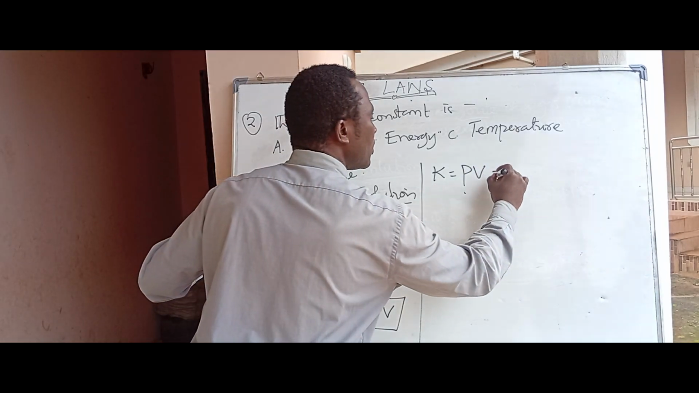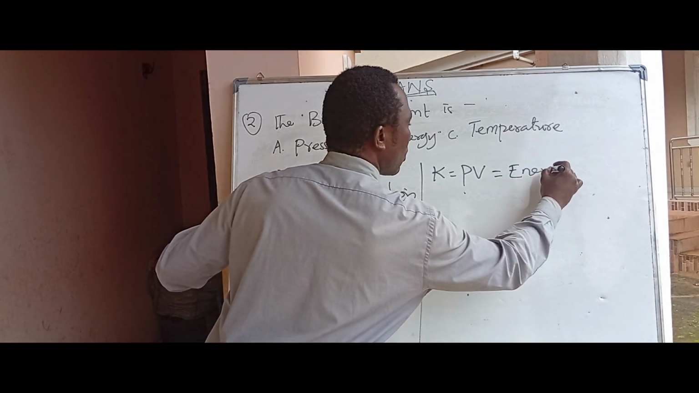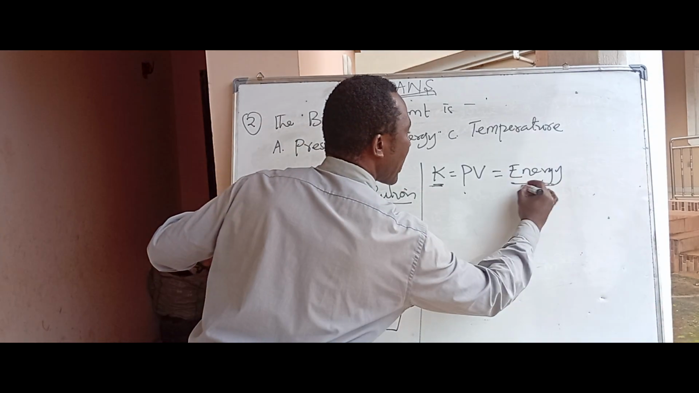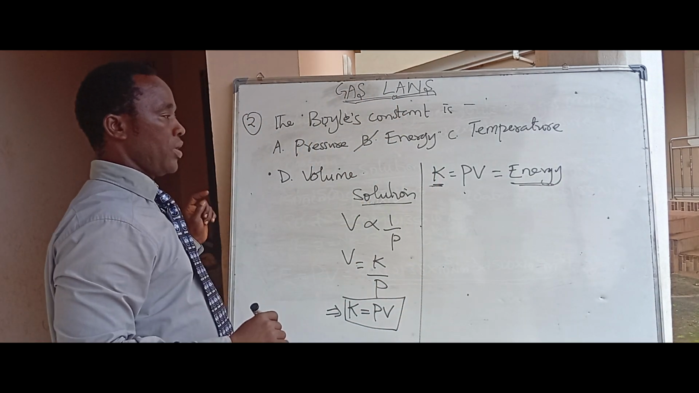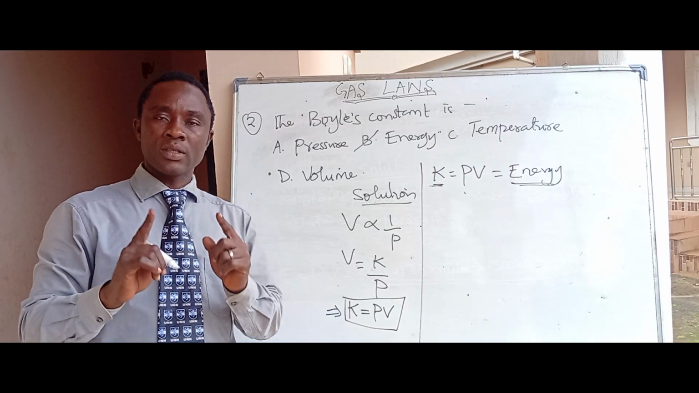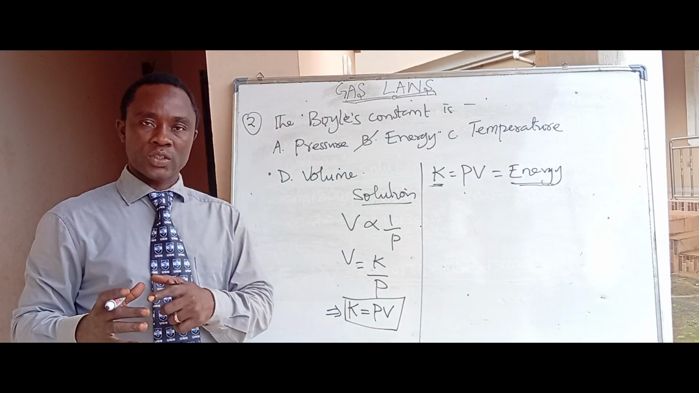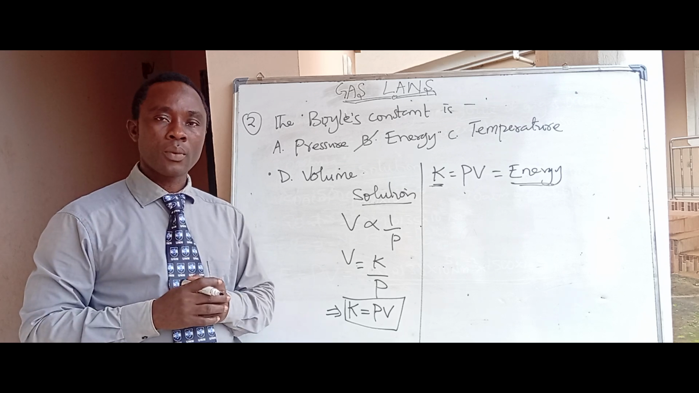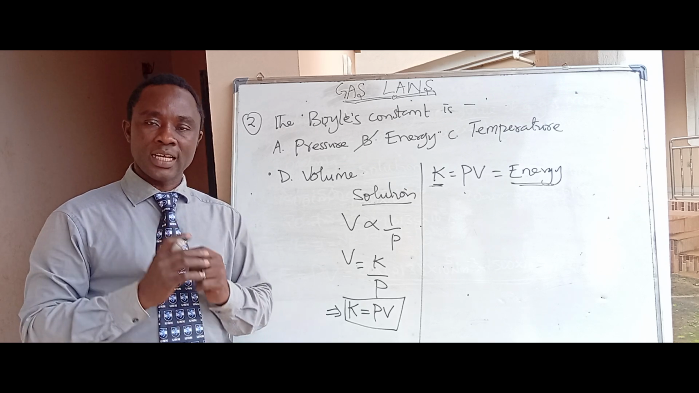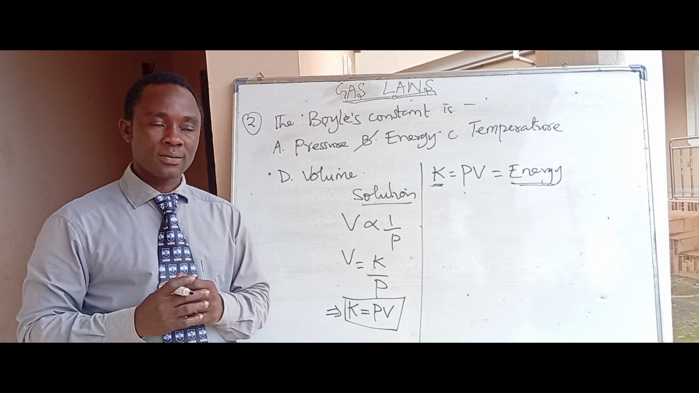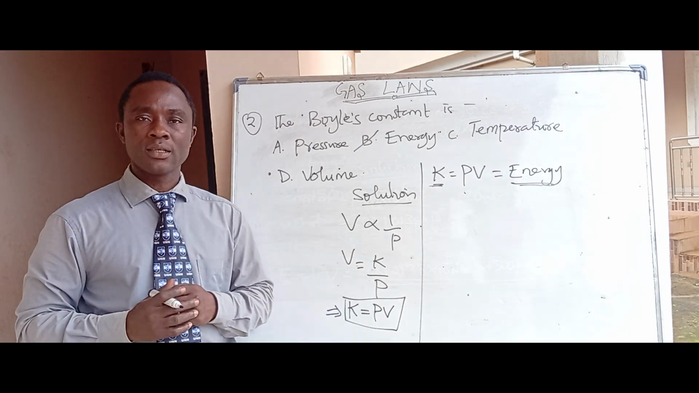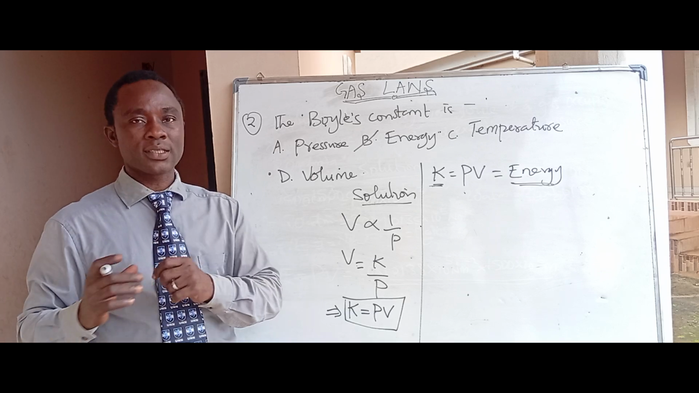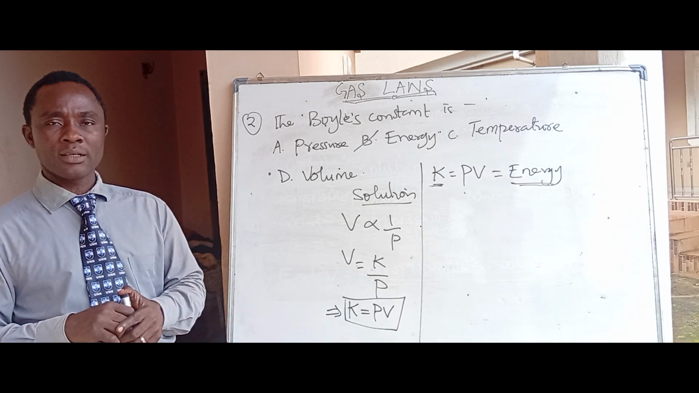Pressure multiplied by volume is exactly what? Energy. What it simply means is that Boyle's constant K is equal to energy. So the answer is B. Remember, there is a difference between what Boyle kept constant in his experiments and what is Boyle's constant. What Boyle kept constant in his experiments is mass. He kept mass constant. He also kept temperature constant.